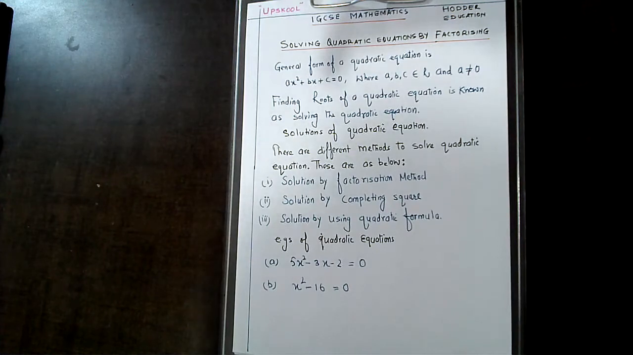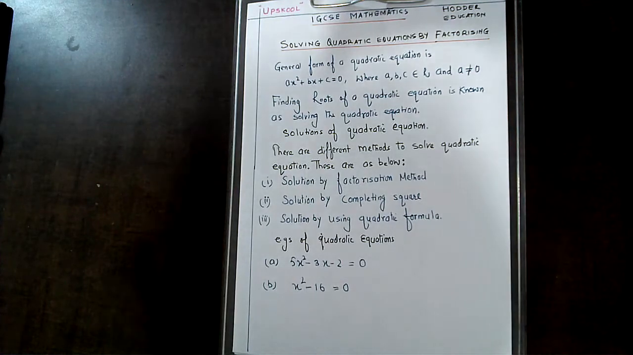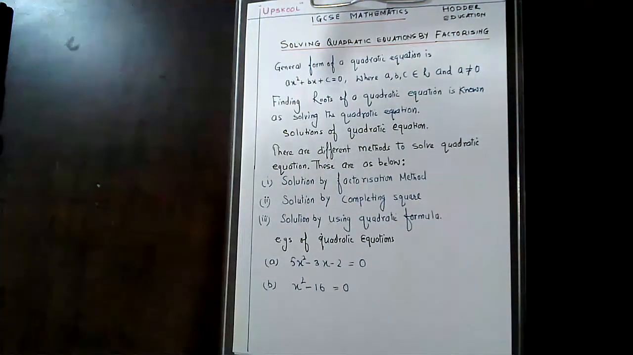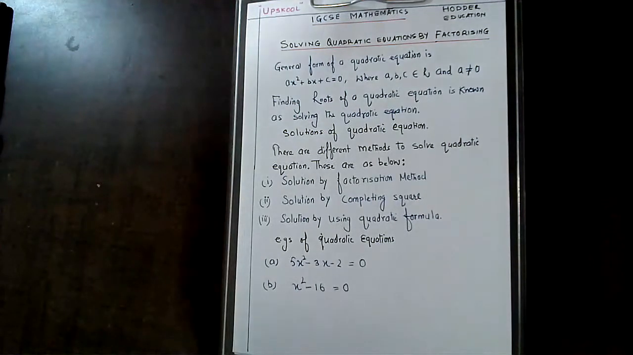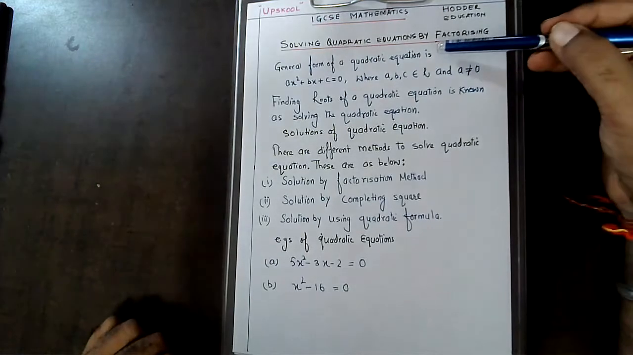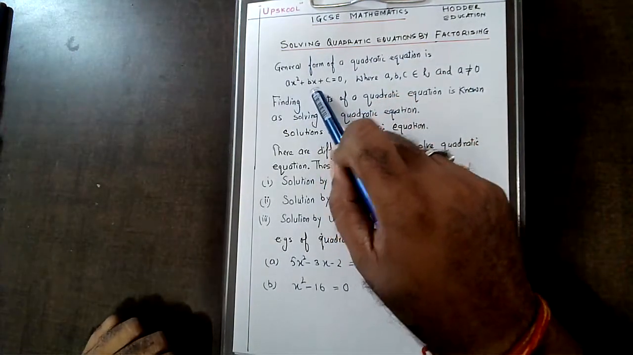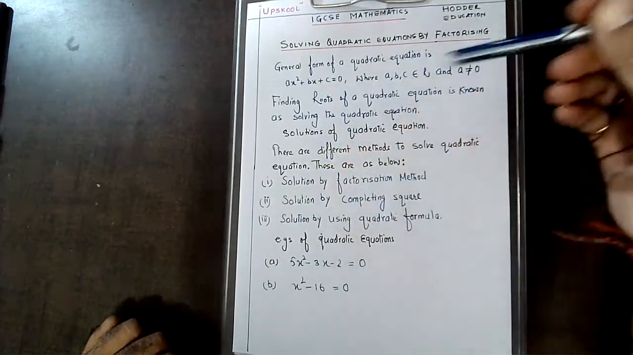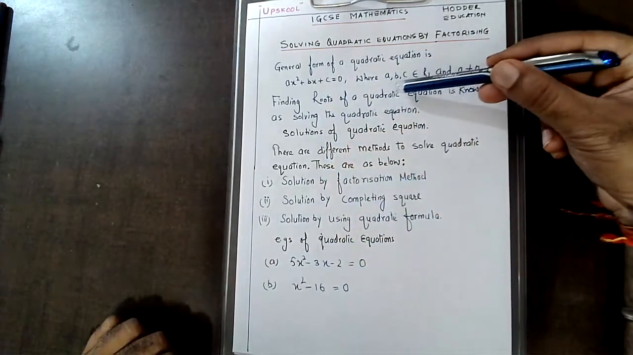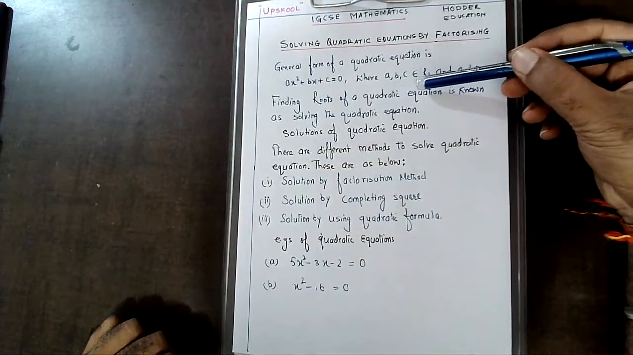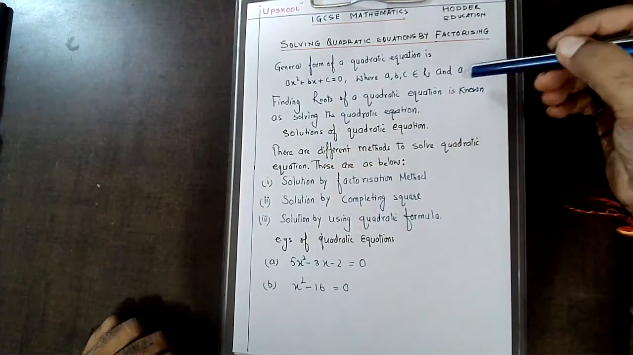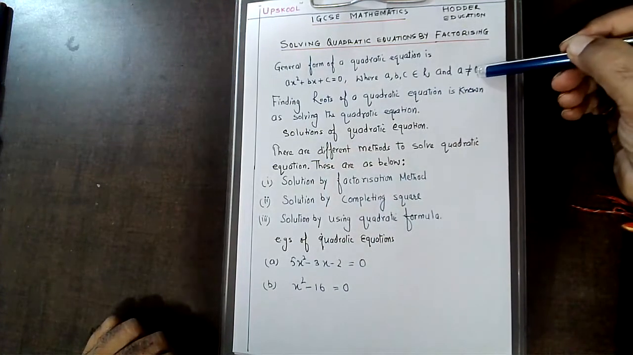Today we will learn about solving quadratic equation by factorizing. Before we start solving equations, let us quickly revise the general form of a quadratic equation, which is ax square plus bx plus c equal to 0, where a, b and c belong to real numbers and a not equal to 0.